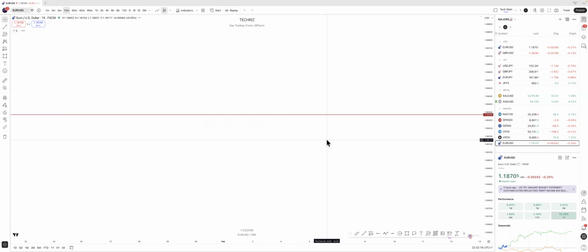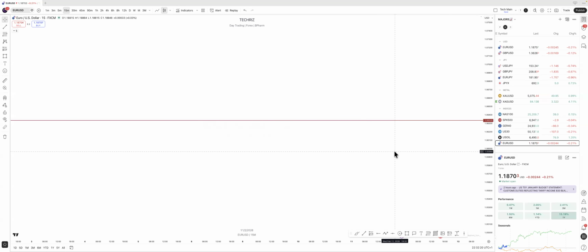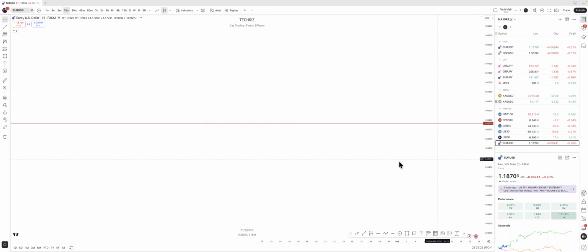Let me show you an instance where Wednesday created the low of the week. So it doesn't look like it's only Tuesday. Well, you're going to see Tuesday happens so much.